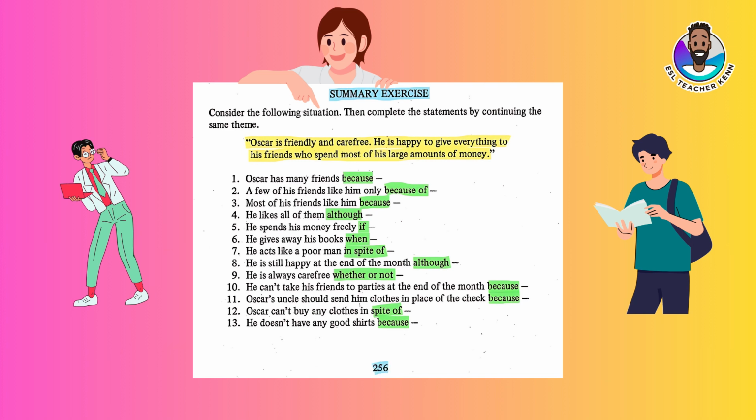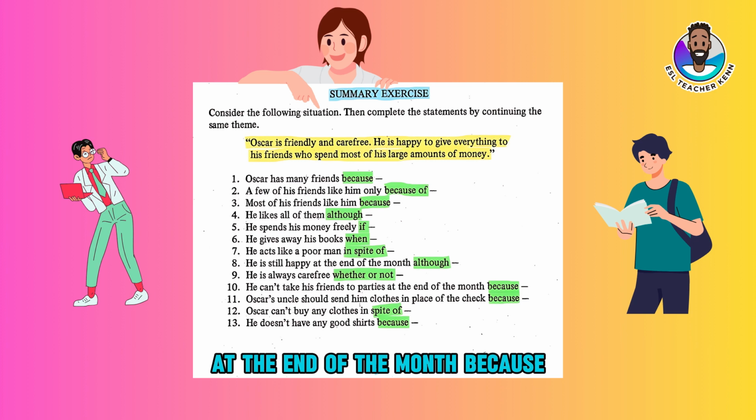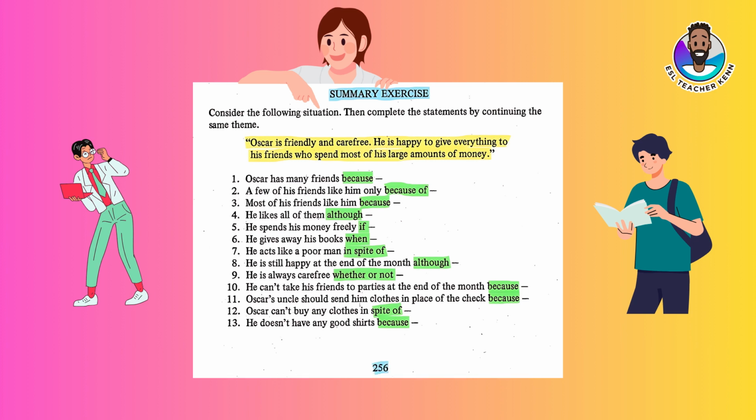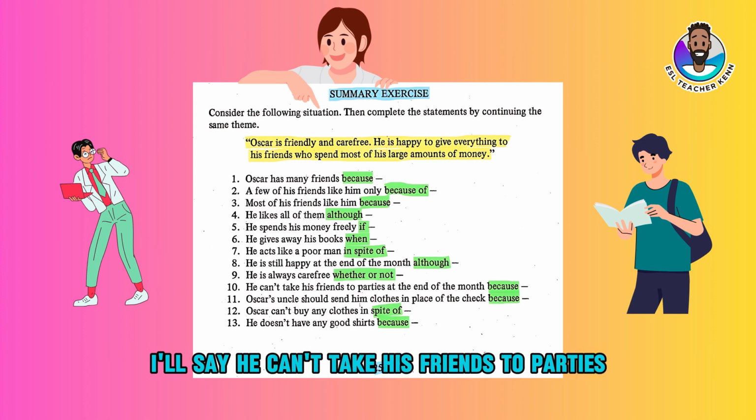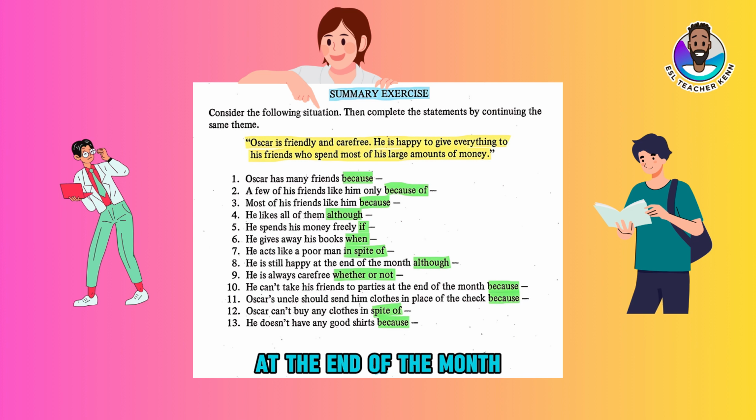Number 10. He can't take his friends to parties at the end of the month because... I'll say he can't take his friends to parties at the end of the month because he has spent too much money by then.